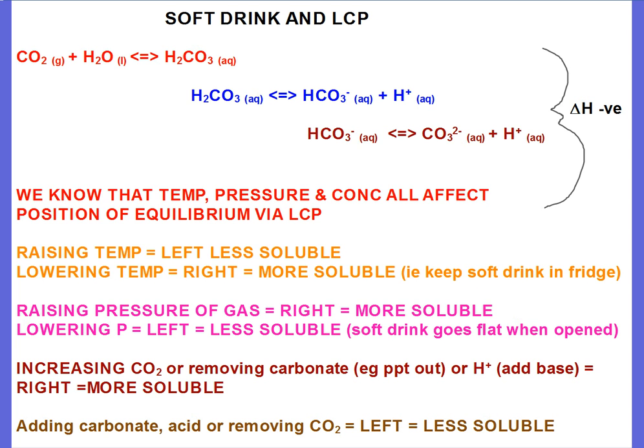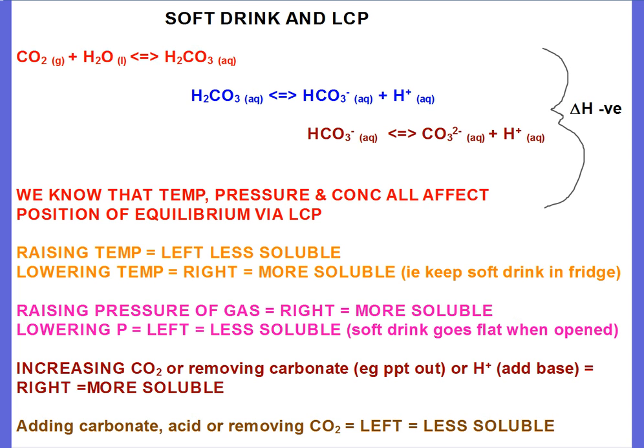So because they're exothermic, if we raise the temperature, that means the reaction shifts to the left and makes the carbon dioxide less soluble. If we lower the temperature, that's going to favour the exothermic reaction. It's going to shift the equilibrium to the right and make the carbon dioxide more soluble, which is why you keep your soft drink in the fridge, to keep the carbon dioxide dissolved in solution. Pressure, if we raise the pressure of the gas, that's going to drive the reaction to the right and make the carbon dioxide more soluble.